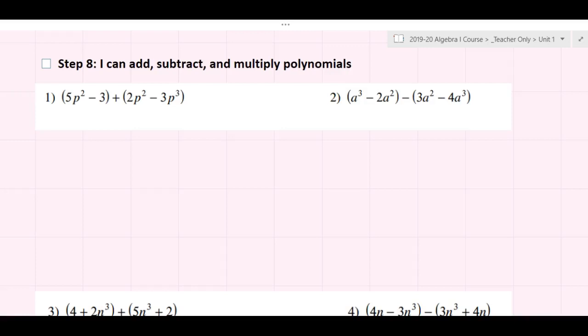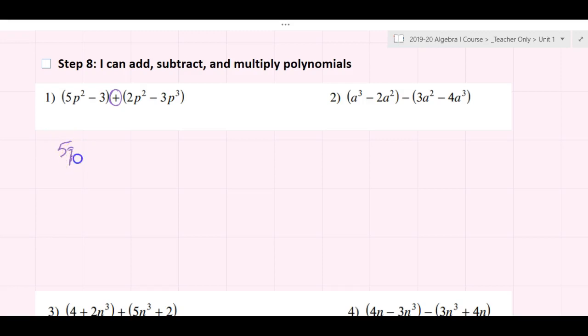Step 8. In Step 8, we're going to learn how to add, subtract, and multiply polynomials. When we add two expressions together, we're really just combining like terms. Adding an expression does not change signs to any term. So I'm going to bring everything down.